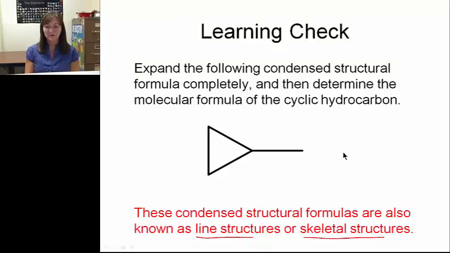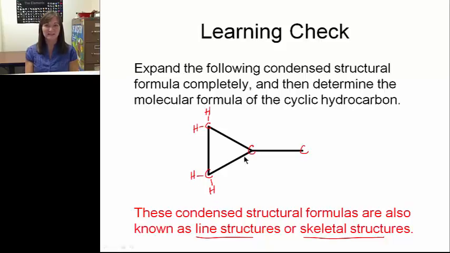So if we are going to do this, we need to remember that every corner represents a carbon, and since they put this line out here, it must be going to another carbon. That's the first step, to put on your carbons. Then you've got to count how many hydrogens to add on. Well, this carbon right here already has 2 bonds to it, so I need to put 2 hydrogens on this carbon. Same thing with this carbon here. We need to put 2 hydrogens.